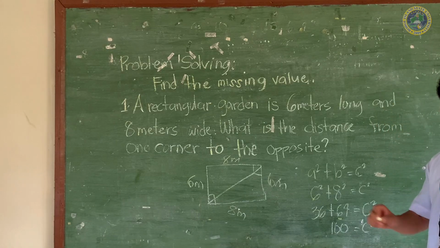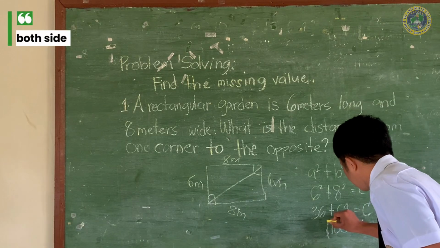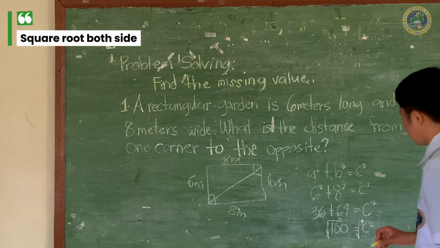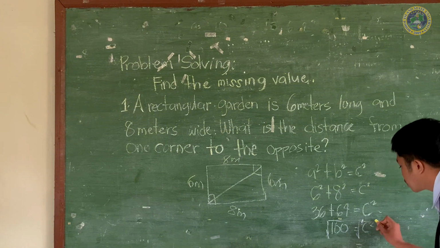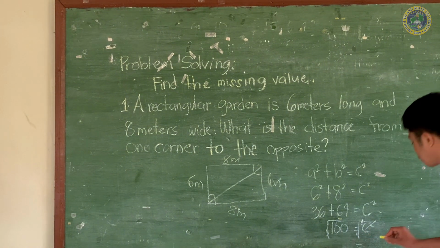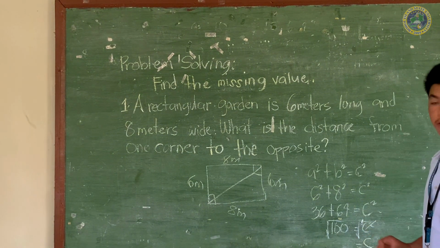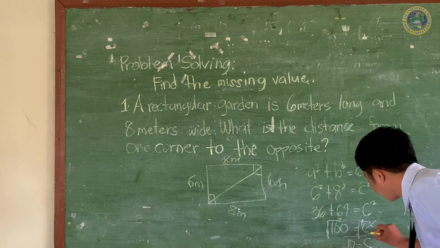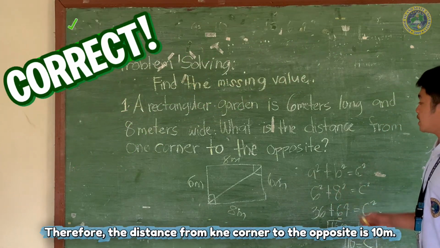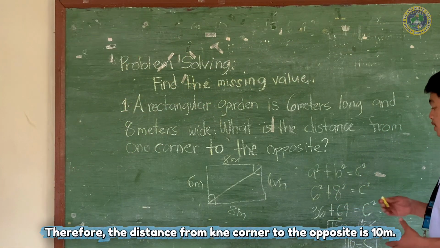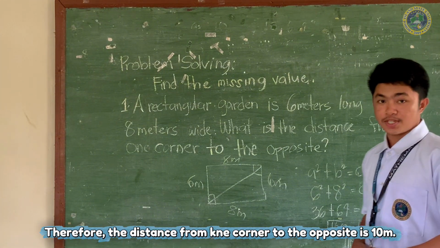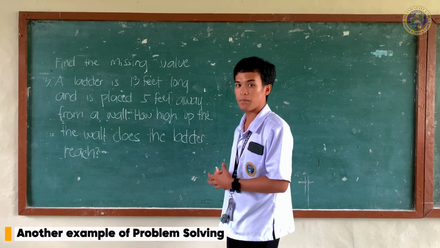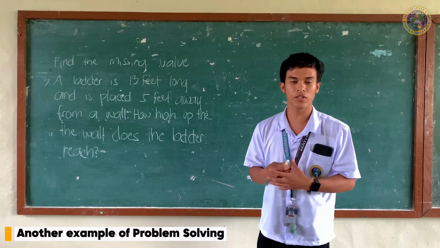So let's square root both sides. So we already have the square root, so let's cancel the square of c. Then the square root of 100 is 10. So we have the answer. So the distance from one corner to the opposite is 10 meters. So we have here an example of problem solving in the Pythagorean theorem.